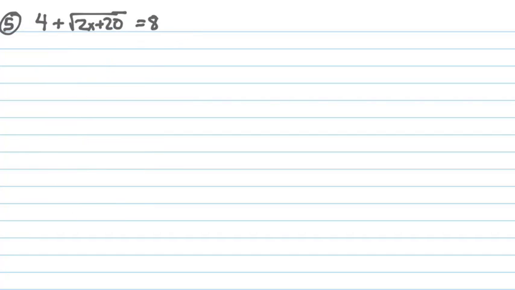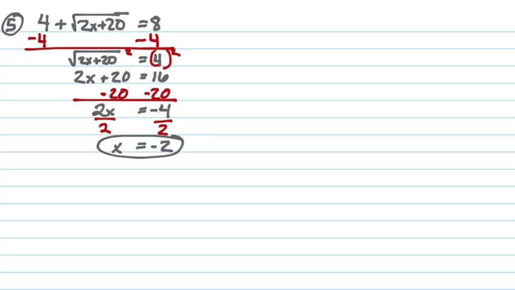We're going to do one more on your own. I want you to go ahead and work this problem and see what your solution is. And we'll check with the next slide. You should have gotten the answer of negative 2. We first had to get the square root by itself, then we squared both sides and moved around and solved for x.